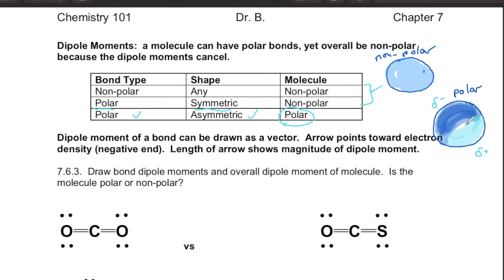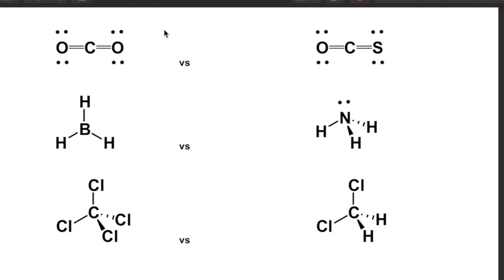You have to have bonds pulling more in one direction, and you have to have those bonds arranged asymmetrically throughout the molecule in order to get this overall polar negative and positive end molecule. So let's compare this with some flat molecules on the screen.